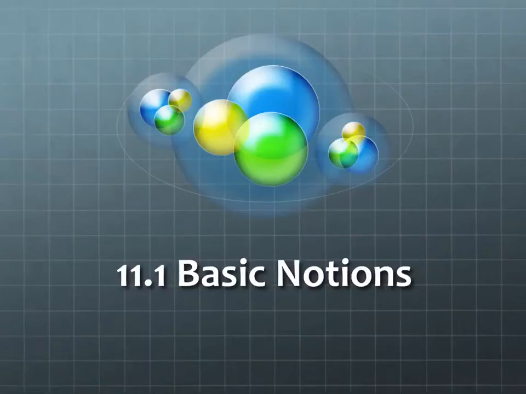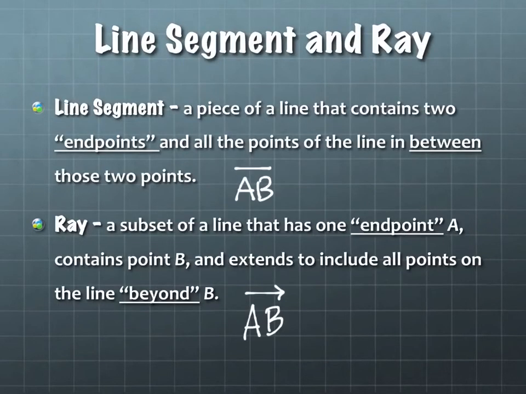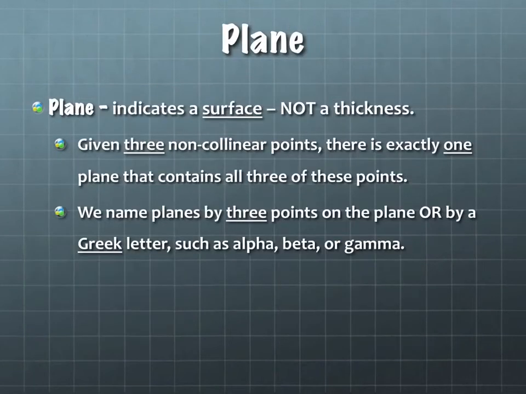Last time we started section 11.1 and introduced some basic ideas that we have about geometry. And we had left off on talking about our two-dimensional base idea, which is the plane. A plane indicates a surface, but not a thickness. So if we're given three non-collinear points, 3 points that don't all lie on one line, there's exactly one plane that contains all three of these points.